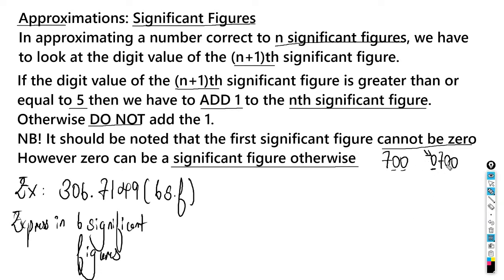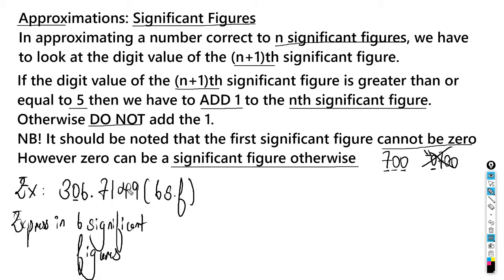So let's just X this out, right? This is the right way, where 0 is after a number which is not 0. So also this 0 here is a significant figure in this number.